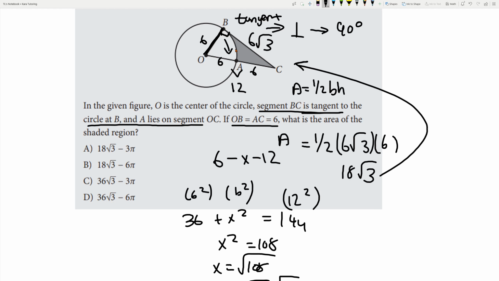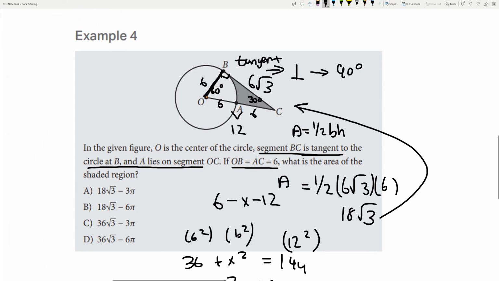In a triangle, the larger the angle, the larger the side opposite the angle is going to be. So in this case, 6 rad 3 is obviously going to be bigger than 6. So we could say that this one is 60 degrees and this one is 30 degrees. And now we're pretty much done. In a circle, one full rotation is 360 degrees. So 60 over 360 is equal to 1/6. And this represents 1/6 of the area of the circle.